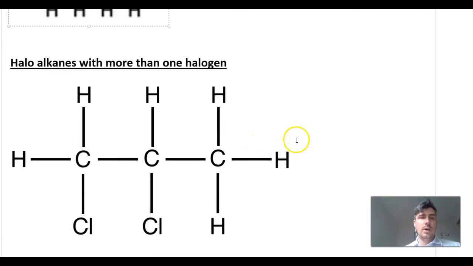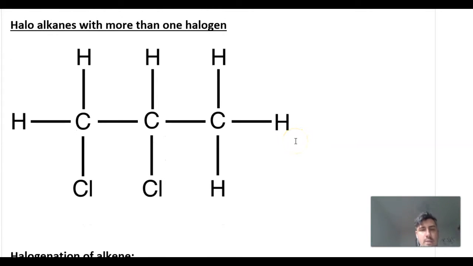If there's more than one, we use the prefix di. So this one here is 1,2-dichloro, and then the carbon chain is 3, so propane.